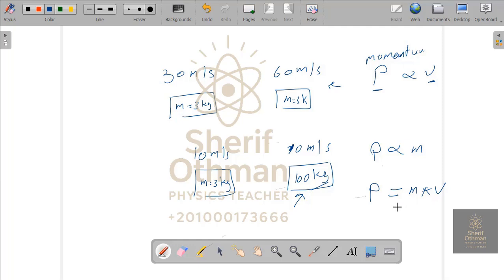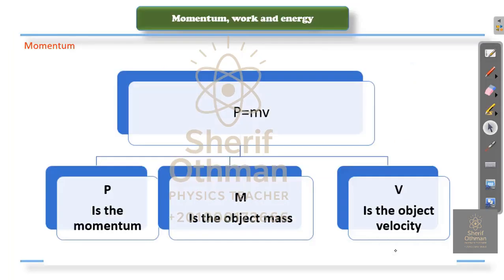Let's find the measuring unit of momentum. M is a mass which is measured in kilogram, while V is velocity measured in meter per second. So, the measuring unit of momentum is kilogram meter per second. So, the relation of momentum is P equals M times V. As we said, P is the momentum, M is the object mass, V is the object velocity.